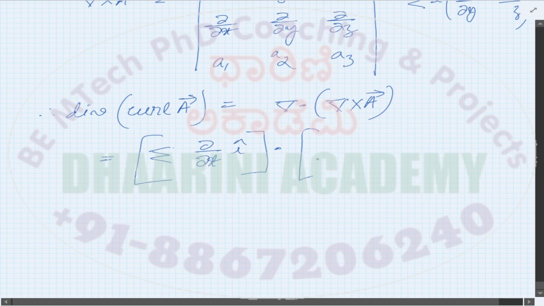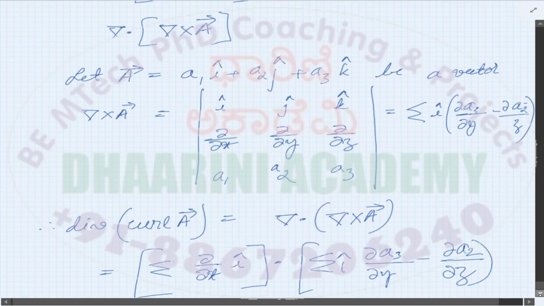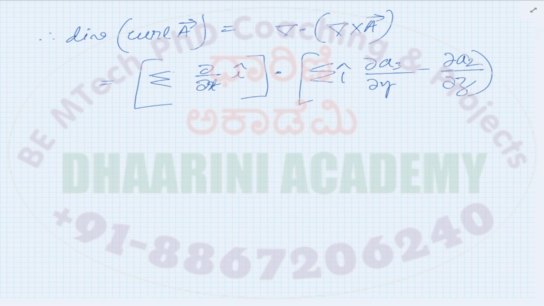The del cross A we just have written is the summation of i cap into ∂A3/∂y minus ∂A2/∂z. This is what we have now, from the previous equation. Just now we have written the same thing, right? So that part I'm using here now. So we get this now.